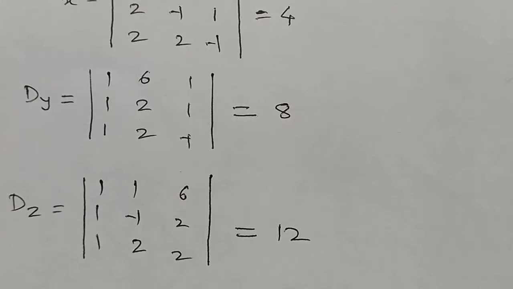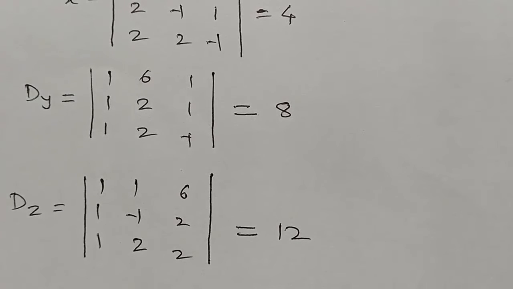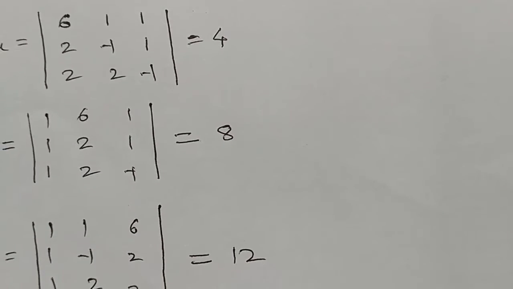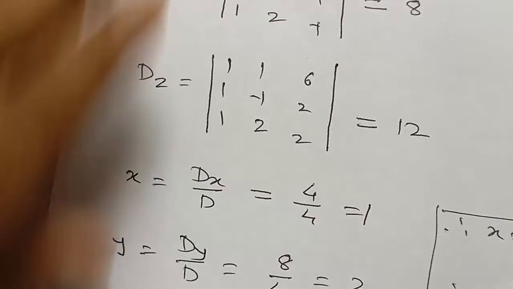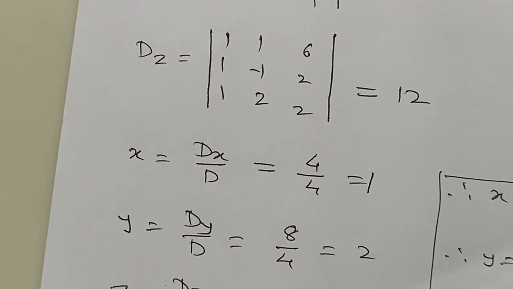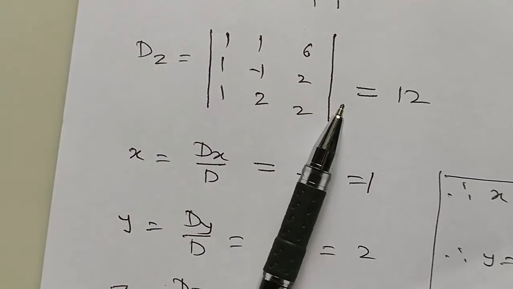We can verify these values x is equal to 1, y is equal to 2, z is equal to 3 by putting in the equation. In first equation is 1 plus 2 plus 3, that is 6. So it is verified. So this is the way to find the values of x, y, z.